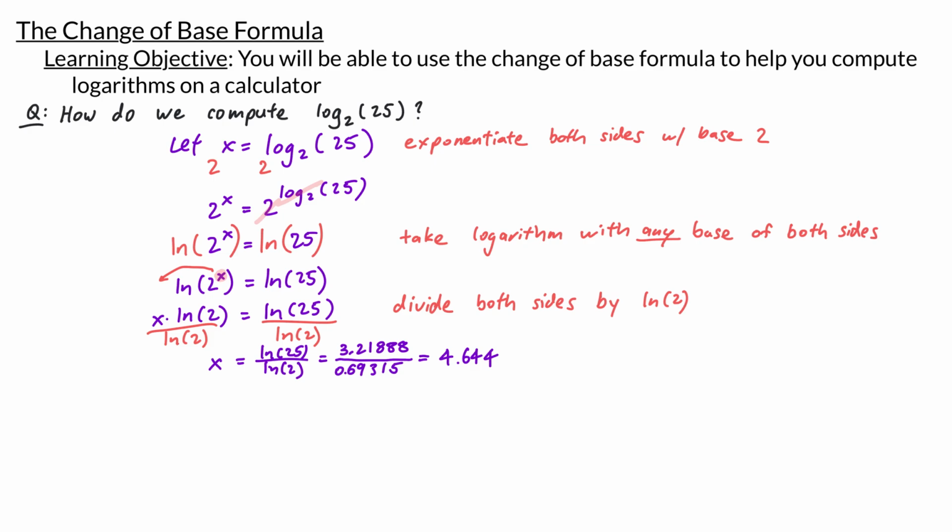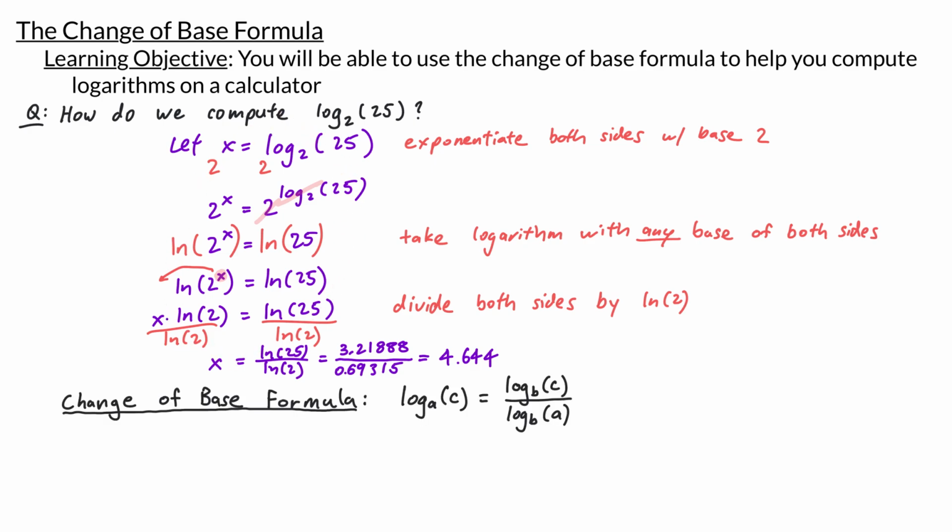So this is how we compute log with base 2 of 25 in our calculators. Since calculators typically don't have a log with base 2 button, we convert this expression into an expression involving natural logs, which we can type into our calculators. Now, what we've done here is essentially the math behind the change of base formula, which says that if we have log with base a of some quantity c, this can be rewritten as log with base b of c divided by log with base b of a. Now this base b can be any base we'd like.